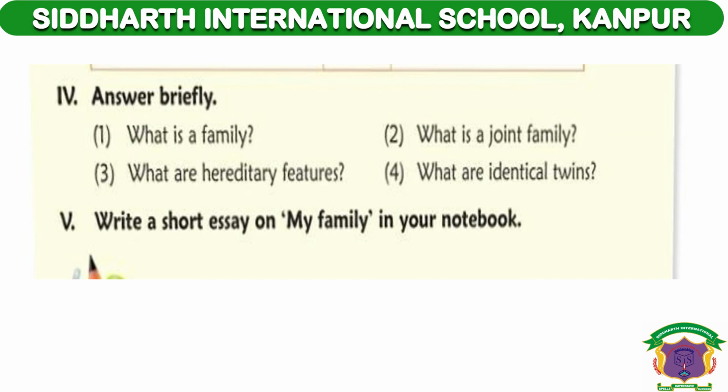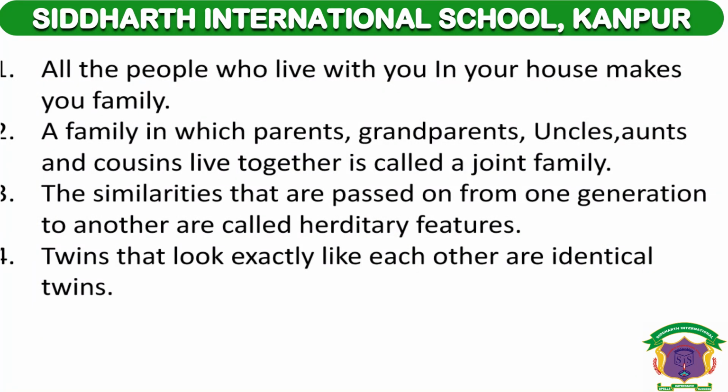Next, let's move ahead. Next question says, what are identical twins? Very easy, children. While discussing the chapter, I made you highlight identical twins, then triplets, everything we have done in the chapter. So identical twins are twins that look exactly like each other. Again, children, twins that look exactly like each other are identical twins.